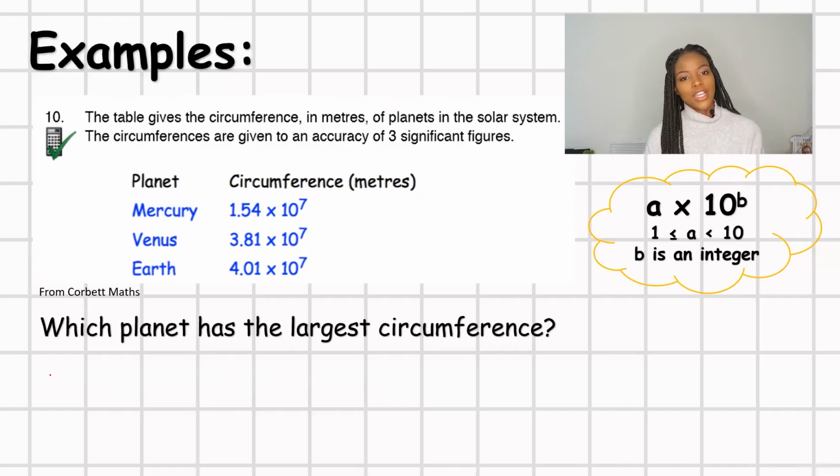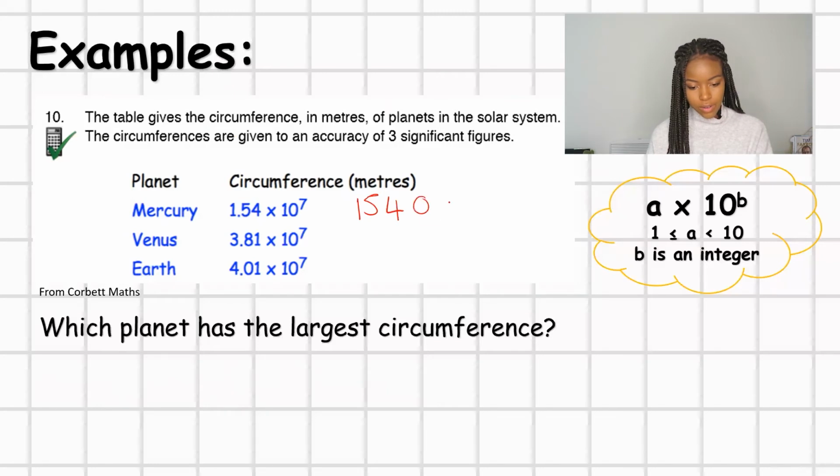The question actually says that you can use a calculator. We'll just quickly use a calculator now so we can see it all in practice. So if you get your calculator, you can actually just put in the standard form versions into your calculator and it will give you the numerical value. So the first one says 1.54 times 10 to the power of 7. And that gives us 154,000,000.